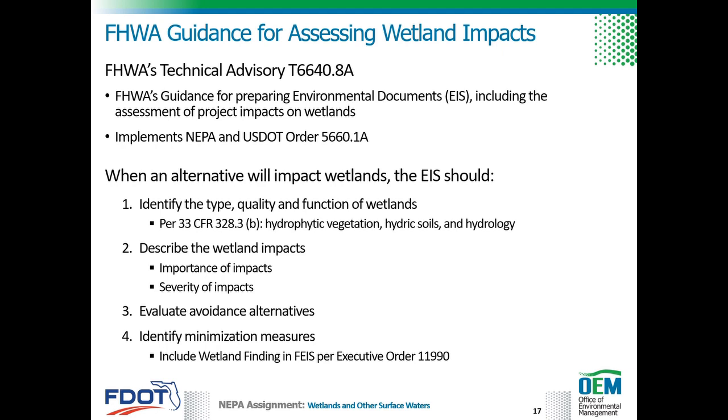The analysis of the impact severity should include the project's effects on the stability and quality of the wetlands, as well as the short and long-term effects on the wetlands and the importance of any loss. If the project includes multiple alternatives, the environmental document must include an evaluation of alternatives which would avoid wetland impacts and identify practicable measures to minimize wetland impacts.